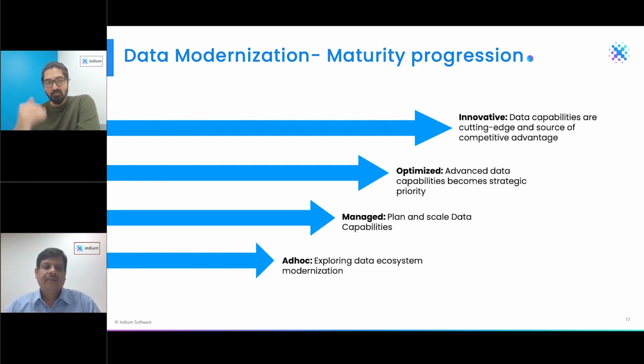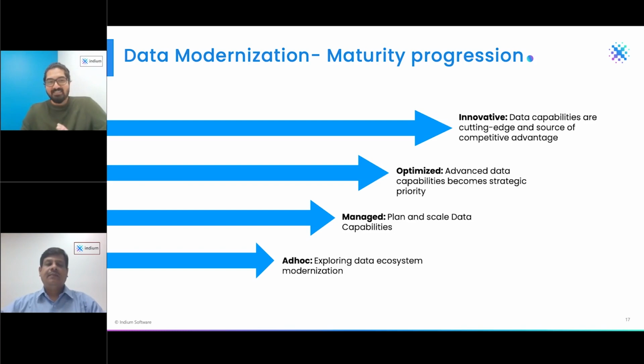Then as they move into the next step, they start thinking about the data capabilities. They start to upgrade, consolidate or standardize their data. They're also looking at some of the key elements of data quality, security, governance, right? Some of those key tenets of data management. As they start looking at these very important things, they become well managed systems.